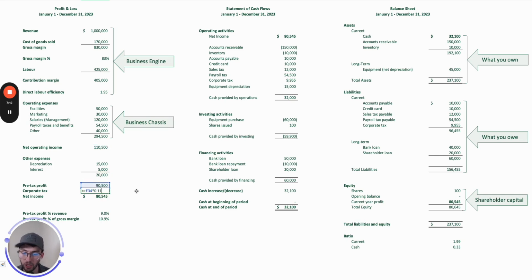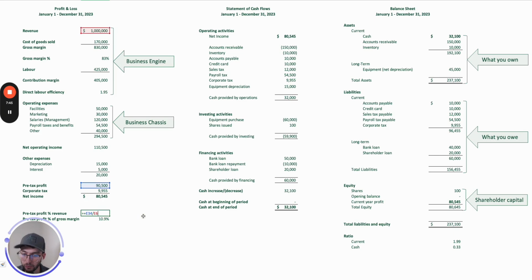Then you're going to have your corporate tax on that. In this scenario, I'm running it at the small business rate in Canada, specifically in British Columbia, of 11%, but this number could go anywhere from 11% up to a lot higher than that, 30+%. And then after it's all said and done, we have our net income, 80,545 in this case. Net income is sometimes also called profit. Just depends on what you're looking at.